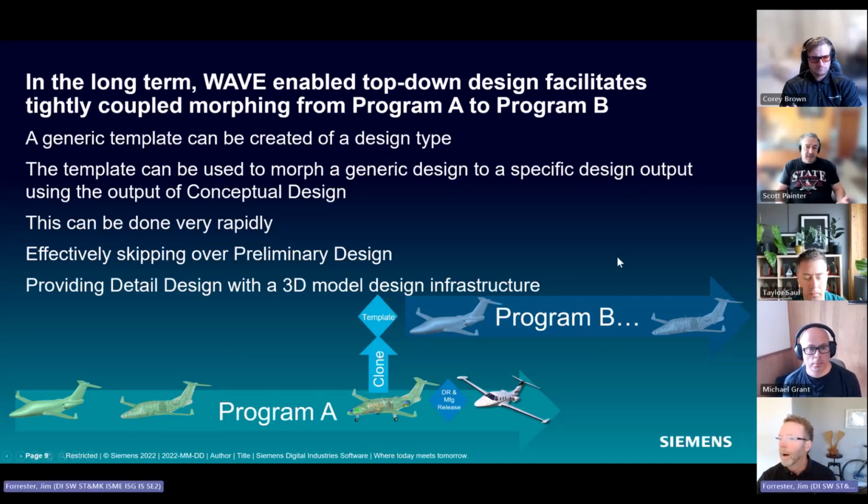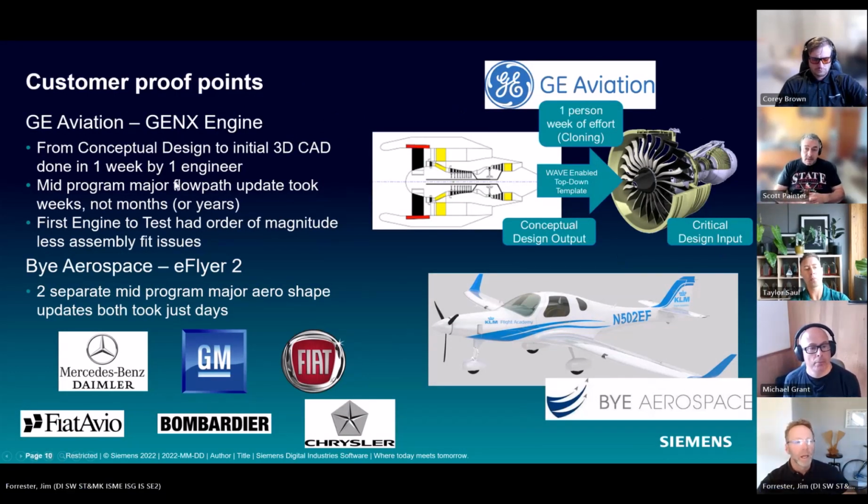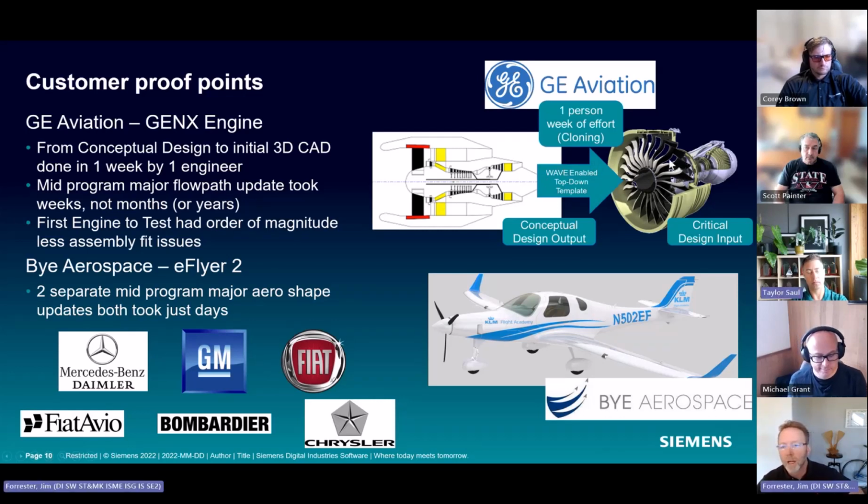Okay. Some customer proof points. Again, this was done at GE. From conceptual design to initial 3D CAD, this can be done in 1 week by one person. So they go from this to this in 1 week. Before this process was enabled, it would be hundreds of people over months. And it's very robust.